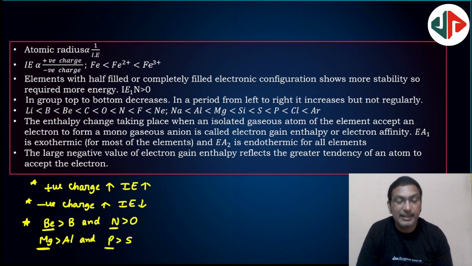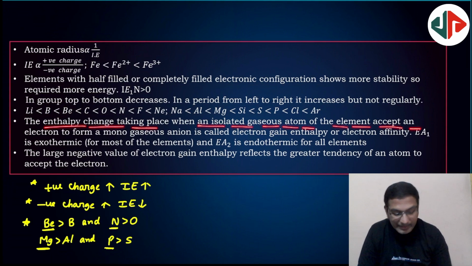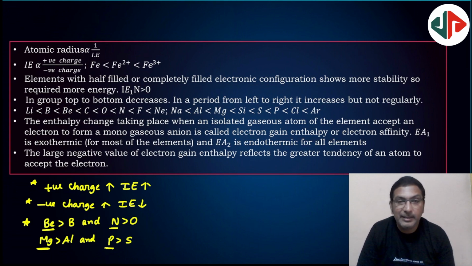Next, electron gain enthalpy or electron affinity. The enthalpy change when an isolated gaseous atom of an element accepts an electron to form a mono-negative gaseous ion is known as electron gain enthalpy. So electron gain enthalpy means the amount of energy released when an extra electron is added to an isolated gaseous neutral atom to form a uni-negative ion.